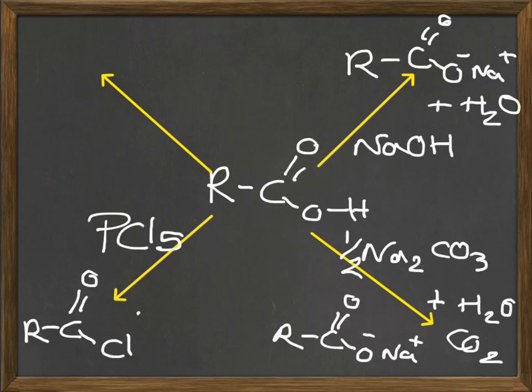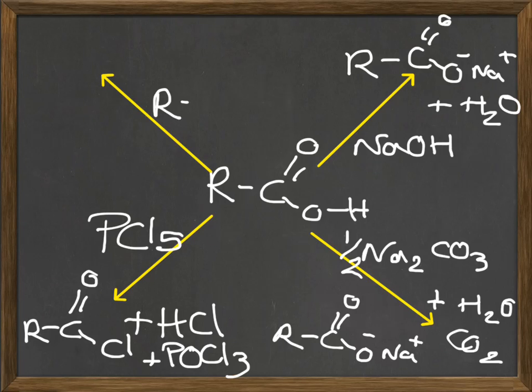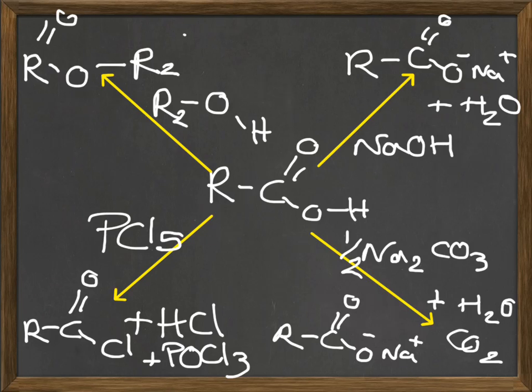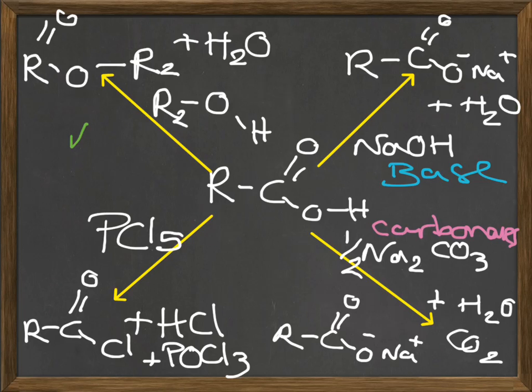What happens if you add PCl5? This is where you make acyl chlorides, and HCl is also released, and you also get POCl3. And then what happens if you add an alcohol to them? Well, this is how you make esters, those lovely sweet smelling compounds that are used often in perfumes and sugary sweets. So add an alcohol and you can make an ester. Okay, so that's the summary of 4 of the reactions.